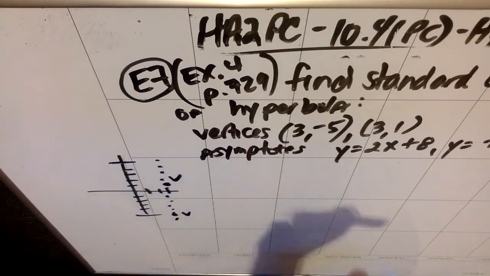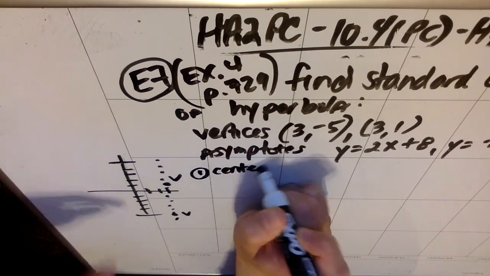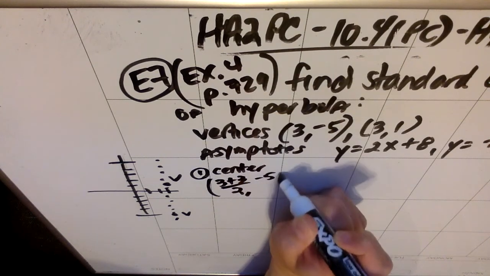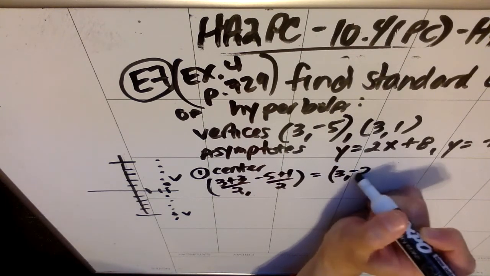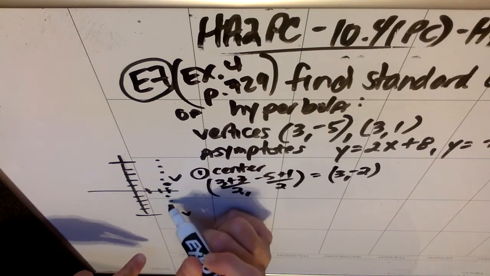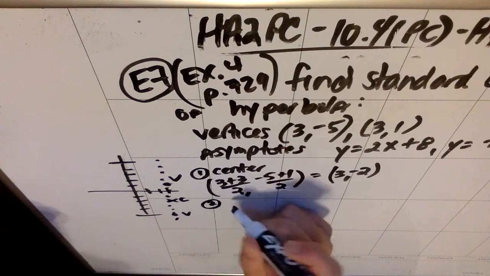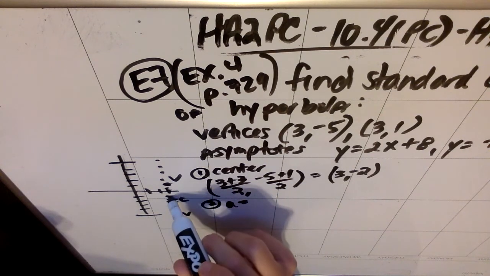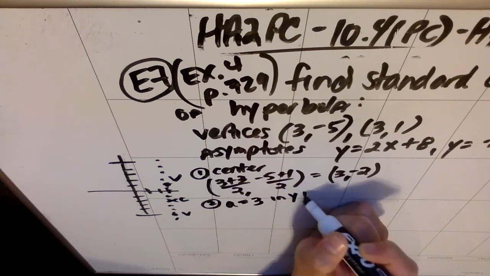The first thing that tells me is that I can find the center by doing the midpoint of these two values. You can either do the midpoint by averaging the x's and averaging the y's, which is fine. If you do that, you're going to get (3, -2). Or you could get that by just counting and realizing that these are 6 units apart, so the center must be at (3, -2). Second piece of information this gives me is that a is the distance from the center to the vertex, which is going to be 3 units. So a is 3 in the y direction.